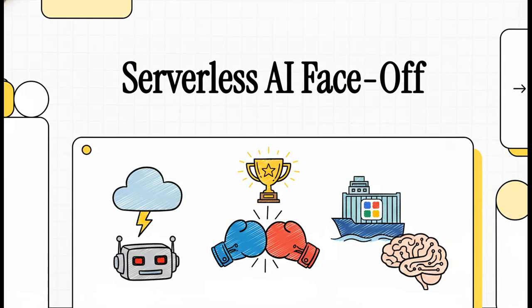All right, today we've got a real heavyweight showdown for you. In one corner, we have AWS Lambda, and in the other, Google Cloud Run. The prize? Well, it's the title of the absolute best platform for running powerful AI models without touching a single server. So let's break down this fight, round by round.